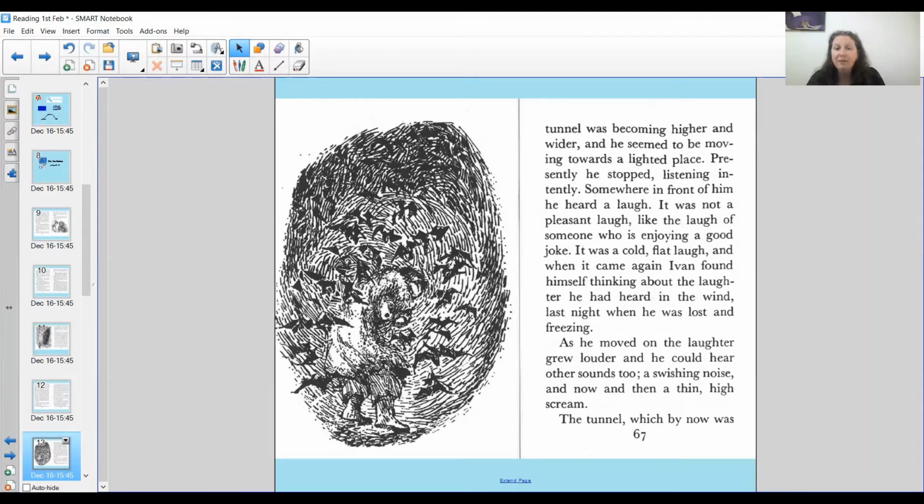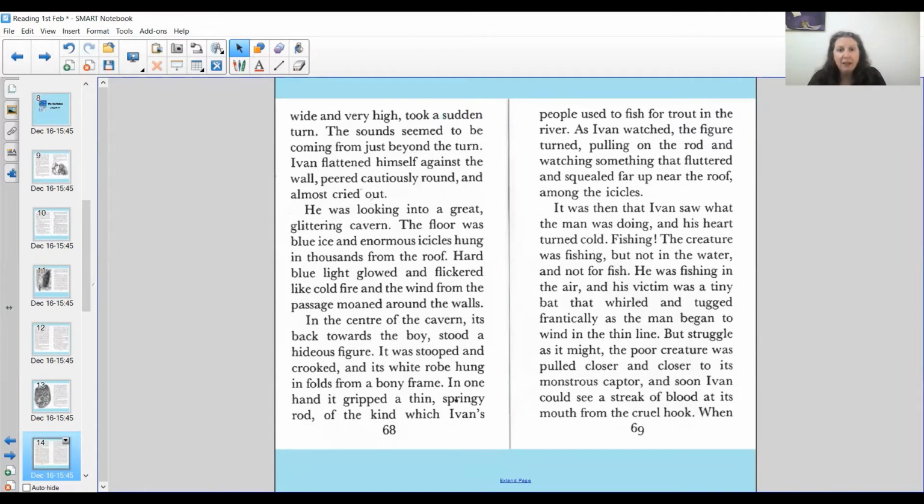He moved on to the laughter. As he moved on, the laughter grew louder, and he could hear other signs too, a swishing noise, and now and then a thin, high scream. The tunnel, which by now was wide and very high, took a sudden turn. The sound seemed to be coming from just beyond the turn. Ivan flattened himself against the wall, peered cautiously round, and almost cried out.